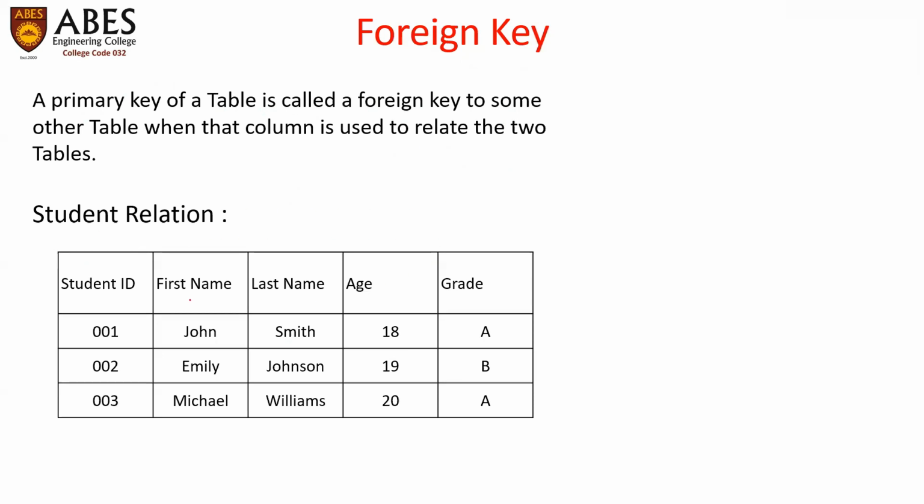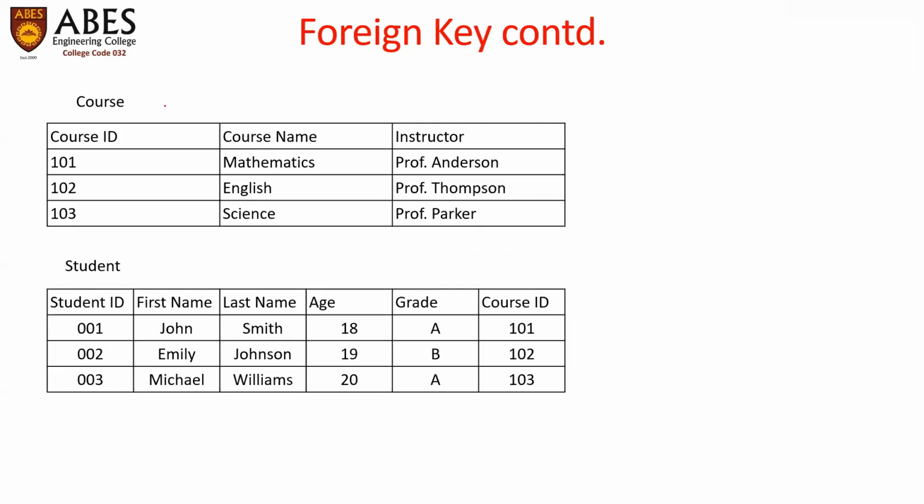I'm having a student relation over here. These are the attributes: student ID, first name, last name, age, and grade. As you can see, we can make student ID the primary key in this student relation. Next I will take another relation, the course relation. The attributes over here are course ID, course name, and instructor. We can take course ID as the primary key in this relation because it is unique for this relation.